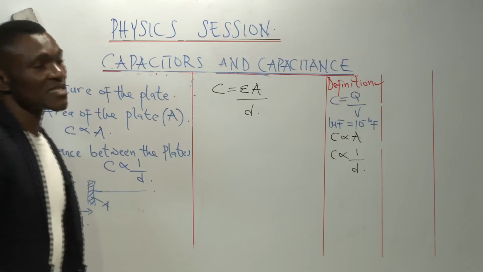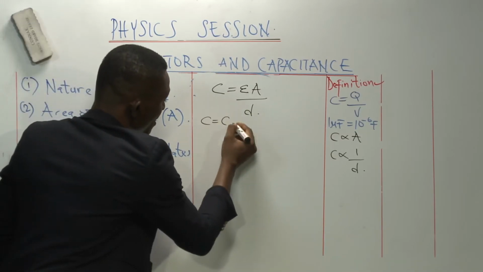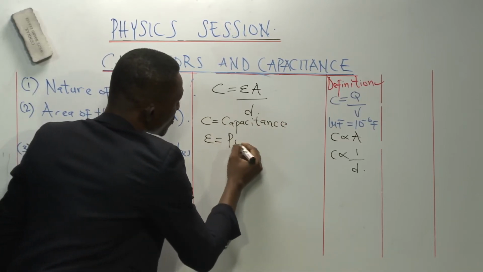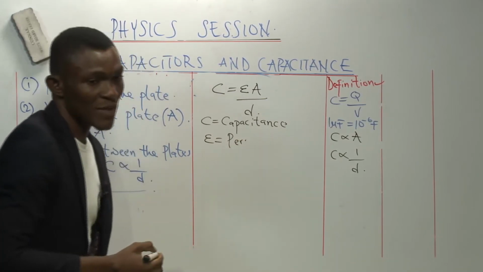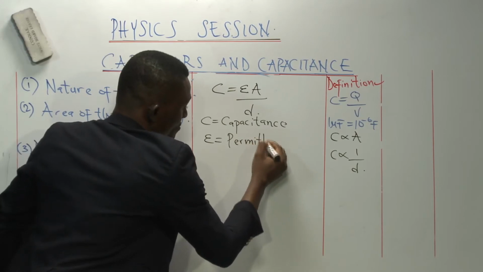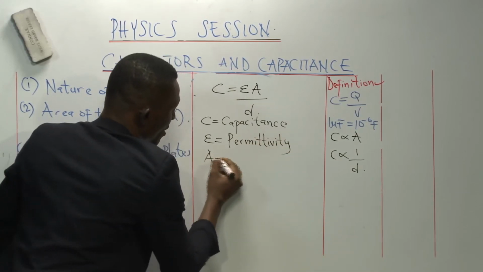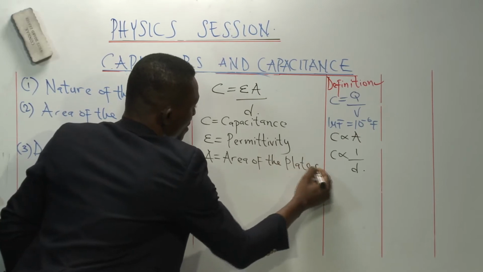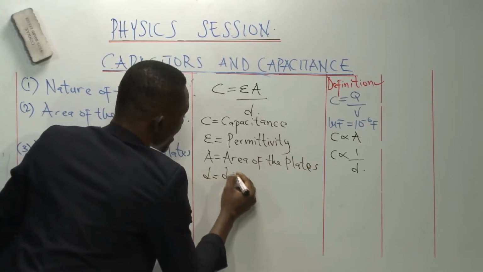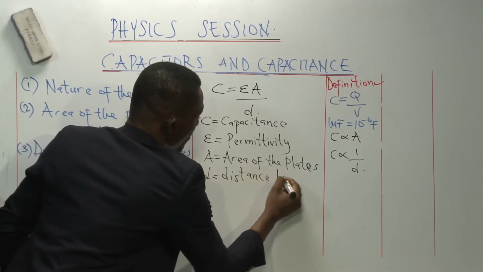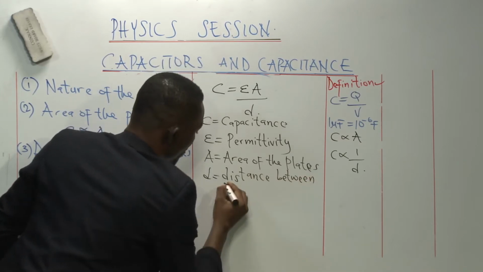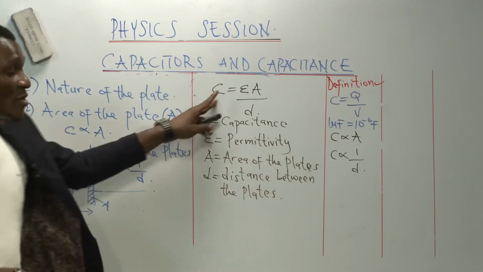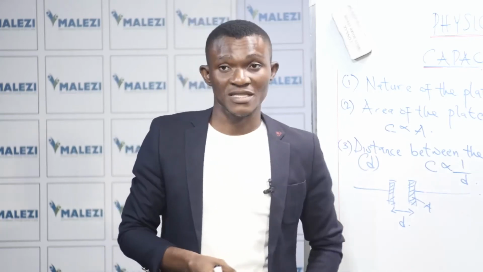where all the letters represent their normal symbols. C is the capacitance. E is a constant called permittivity. A is the area of the plate. And D is the distance between the plates. So that's an important formula in physics. C is equal to permittivity times area divided by D.